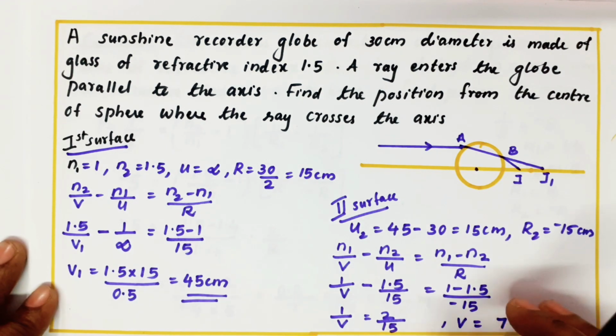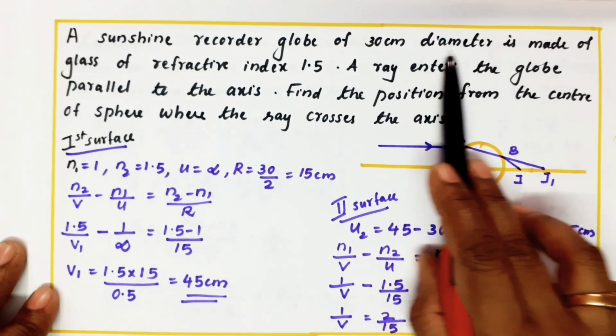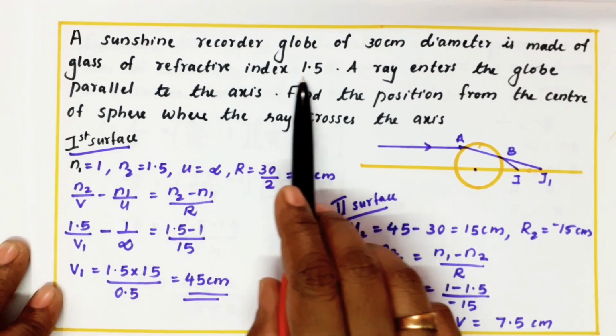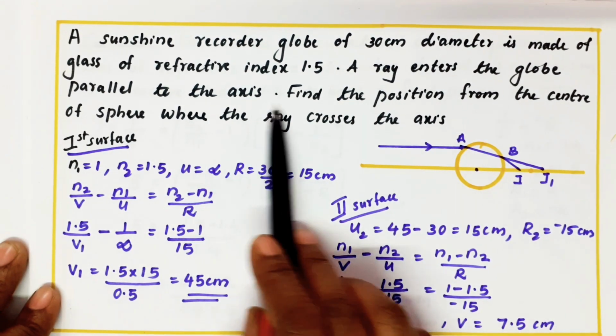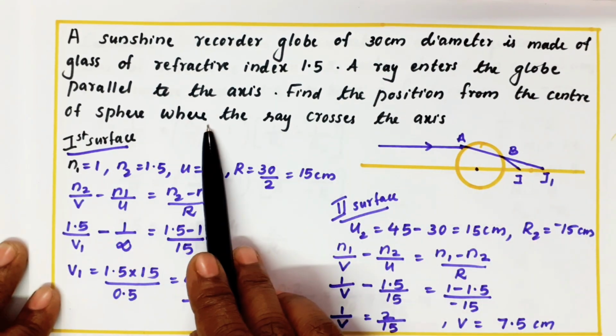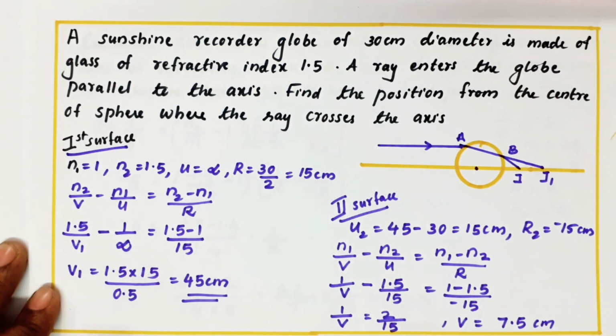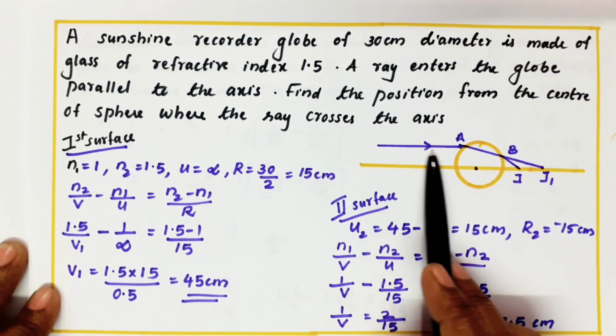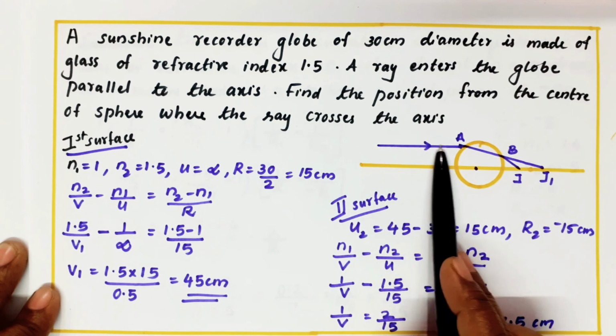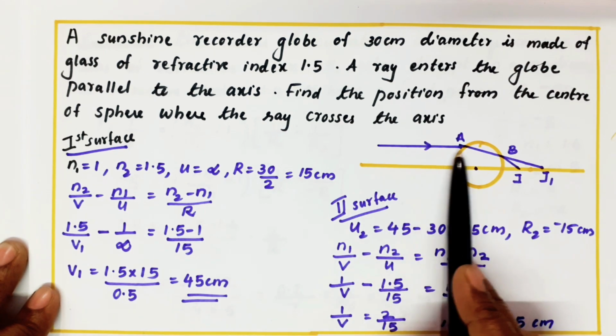Another question. A sunshine recorder globe of 30 centimeter diameter is made up of glass of refractive index 1.5. A ray enters the globe parallel to the axis. Find the position from the center of the sphere where the ray crosses the axis, they asked. So it means they gave a diagram like this. Light rays are coming like this. So it's understood when a light ray is coming parallel to principal axis, your object should be at infinity. And there is a refraction possible. So we get an image.